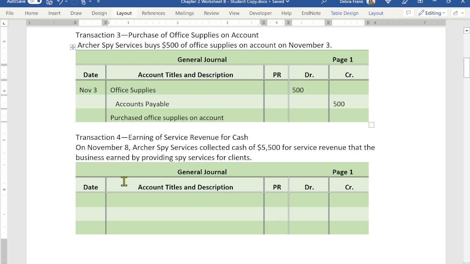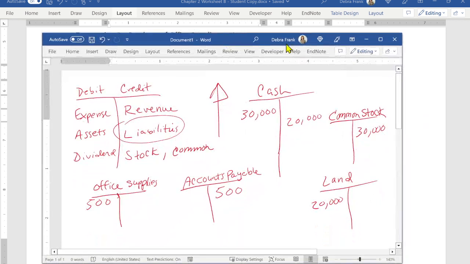Let's do transaction 4. So we have on November 8th, Archer Spy Services collected cash of $5,500 for services that the business earned by providing spy services for clients. So Archer Spy Services did their spy services already for the clients. Cool. So that means they earned it. So they get to record their revenue, and the customer gave them cash right away. Nice. So we know that we have 2 accounts again, cash and then services.